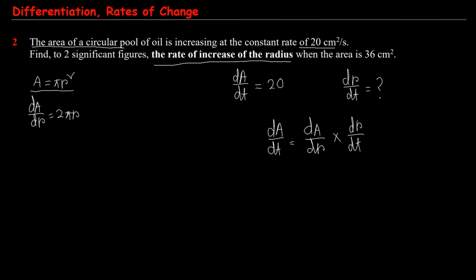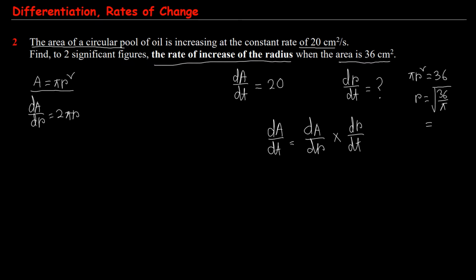So 2 pi r, but we need to put the value of the radius. Here the area is given as 36 centimeter square, and we know the formula for area is pi r square, so pi r square equals 36. So from here we need to find the value of r, which is 36 by pi, then we need to take the square root.